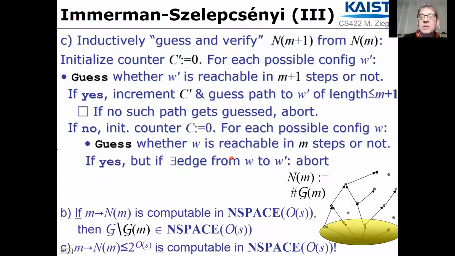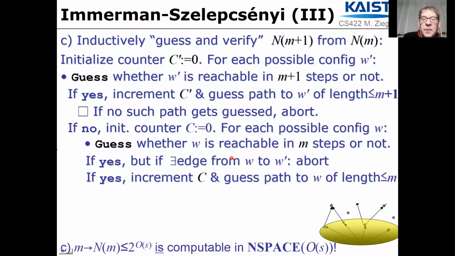Also, this is the induction start when m is equal to 0. That corresponds to the start vertex. And when m grows to 1, that means all the nodes, or configurations, that are reachable by simulating one step of the algorithm.